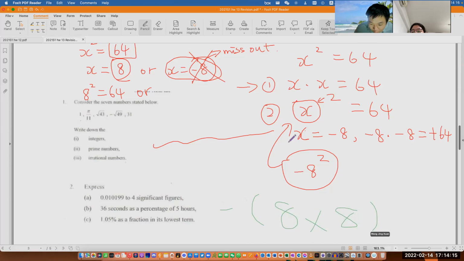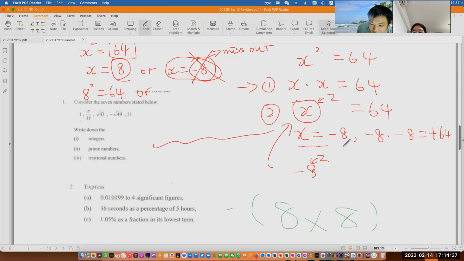Okay, yes, you are right. So what you are trying to do here is, if you write negative 8 square, right? So let's say you never put the bracket. You write negative 8 square. What you are actually doing is you only square the 8, which is not what you want.